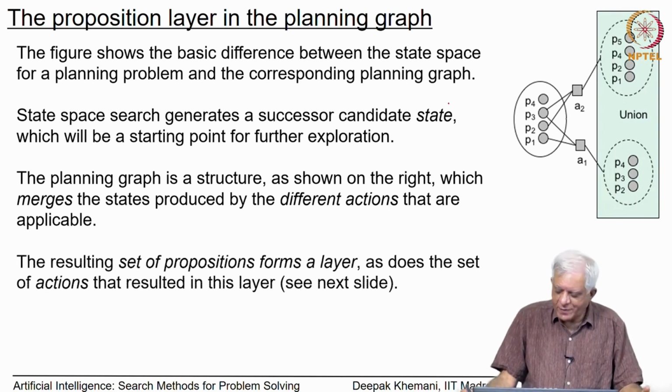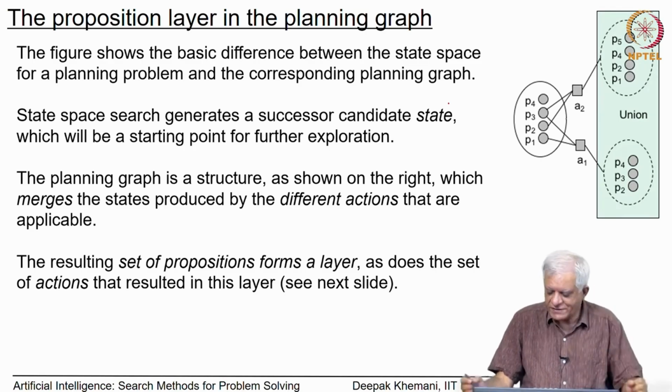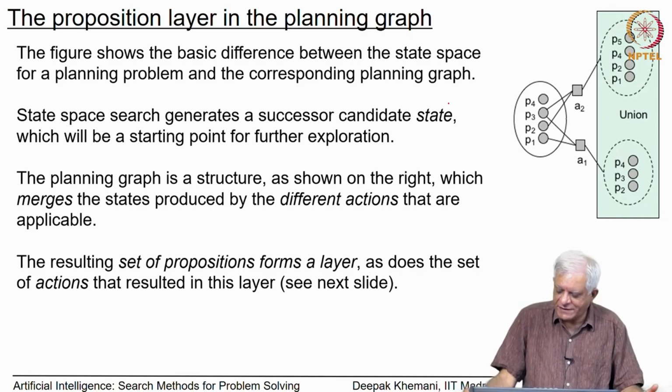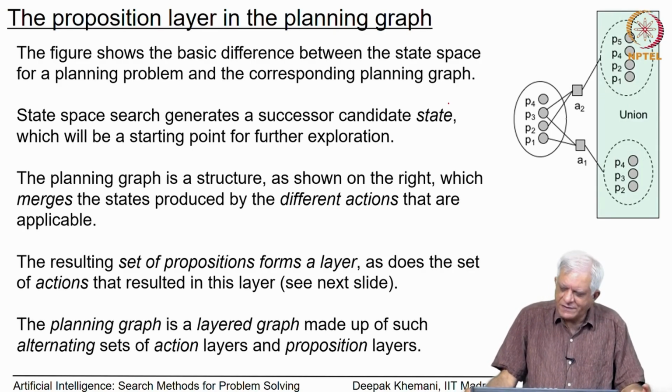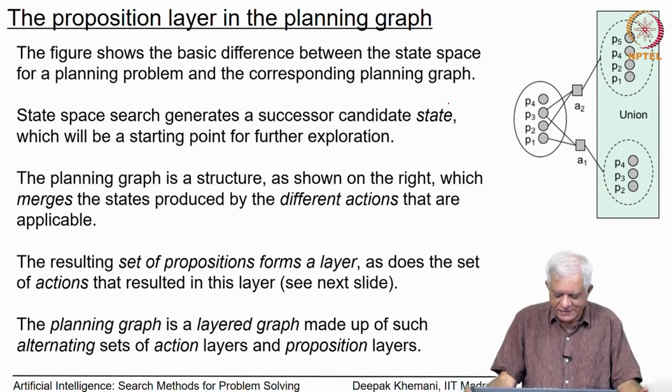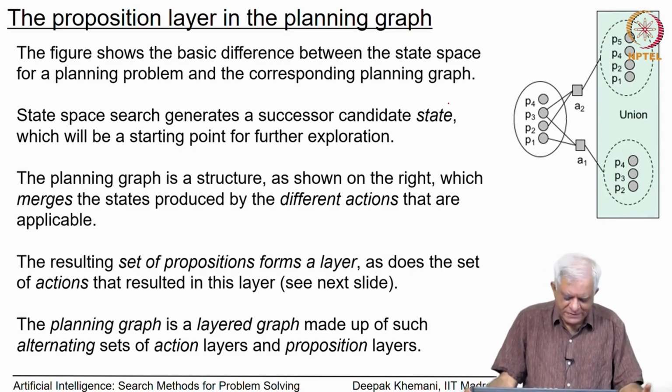So, the resulting set of propositions forms a layer, and in fact, so do the actions that resulted in this layer. These actions A1 and A2 are being considered separately in state space planning. In the planning graph, they would go into an action layer, as we will see in the next slide. So, the planning graph is essentially a layered graph, which is made up of alternating sets of action layers and proposition layers.